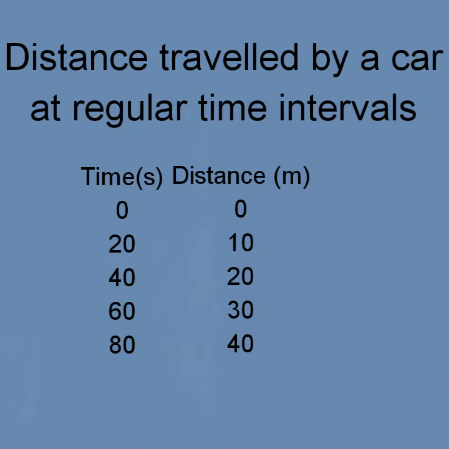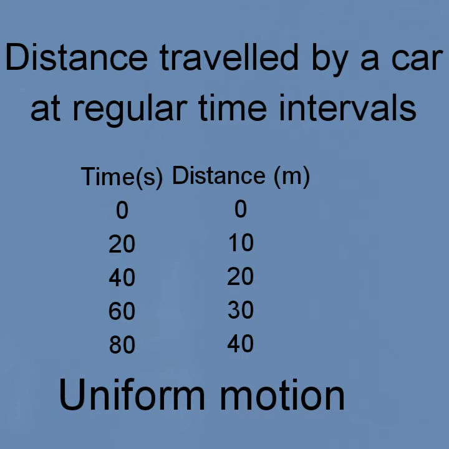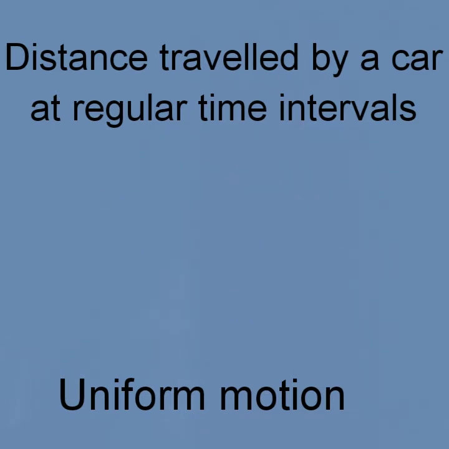The distance travelled by a car in a time interval of 20 seconds is given here. That car travels 10 meter in the first 20 second, 10 meter in the second 20 second, 10 meter in the third 20 second, and 10 meter in the fourth 20 second. In this case, that car covers 10 meter in each 20 seconds, or it covers equal distance in equal intervals of time. Or we can say that the car is in uniform motion.